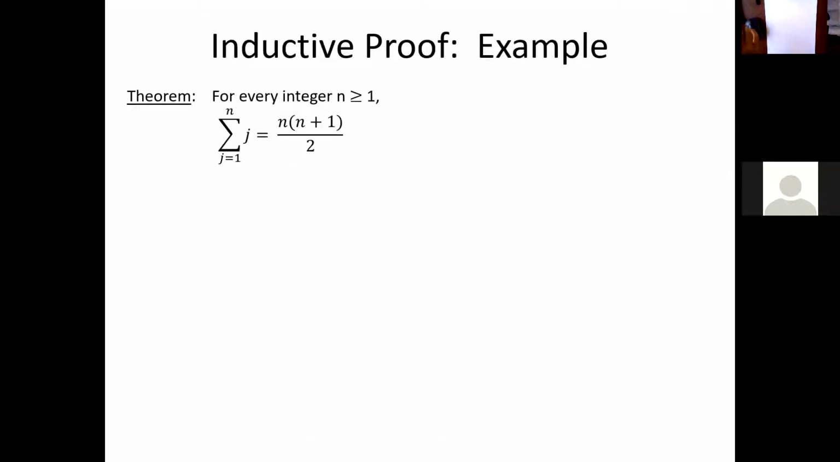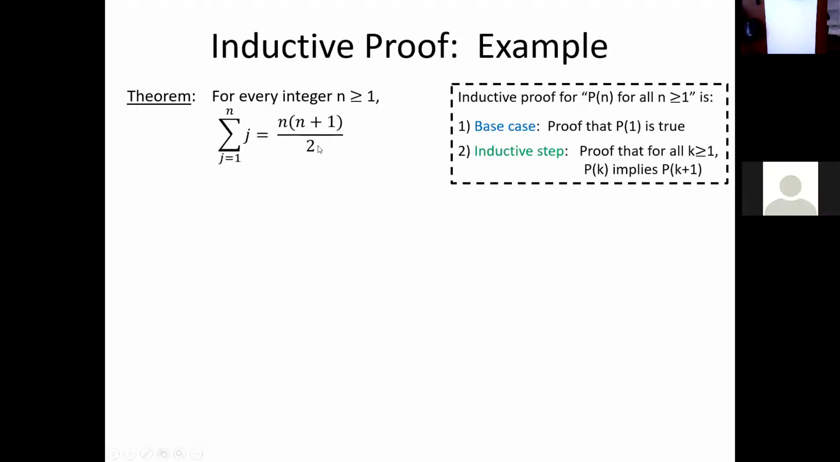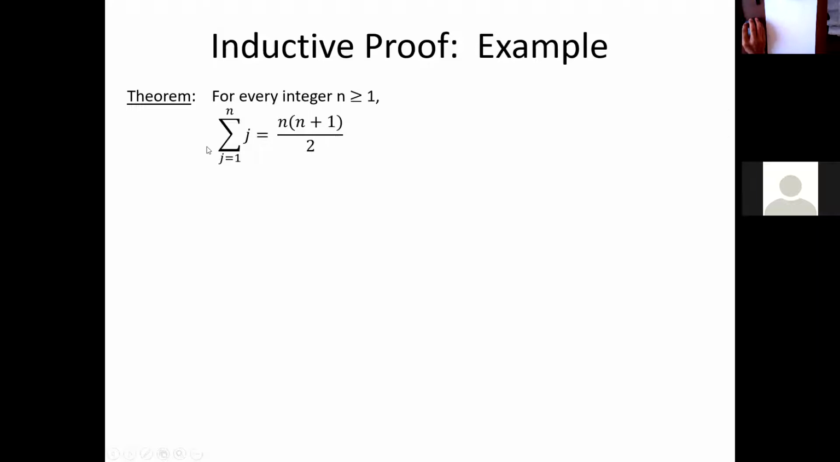Okay, so let's go to an example of a theorem that we started with, right? There's a summation of the arithmetic series starting with 1, ending at n. The closed formula for that summation is n squared plus n over 2.